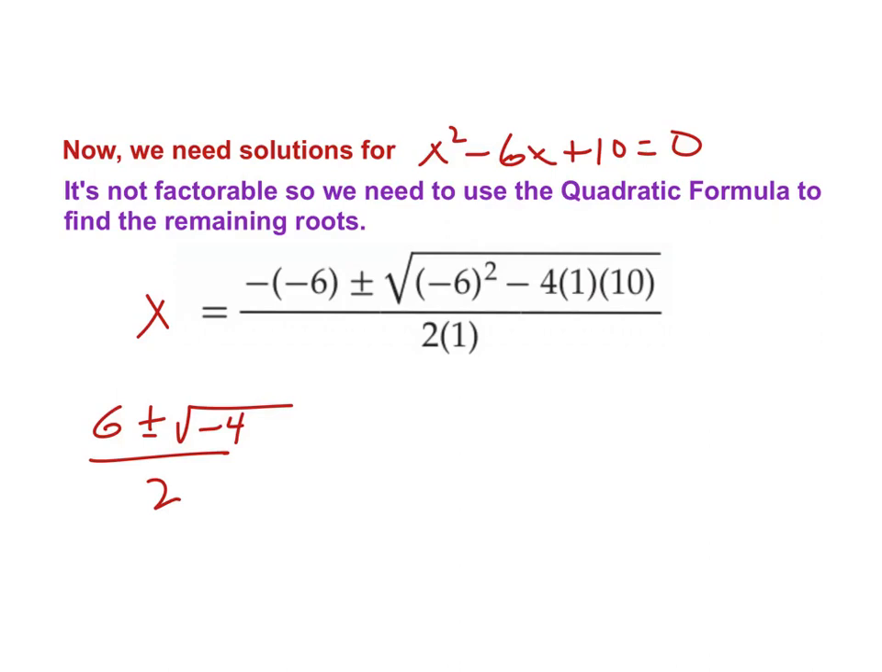Okay, so it's going to happen. I'm going to get imaginaries. I can't take the square root of a negative. So this is 6 plus or minus, what is the square root of -4? 2i. All over 2. Right, so all of these can be divided by 2. So what do I get? 3 plus or minus i. Okay, so those are my 2 imaginary solutions. How many had that? Okay, good.